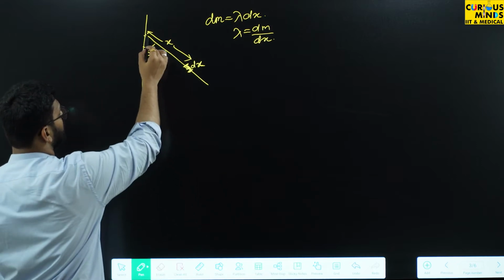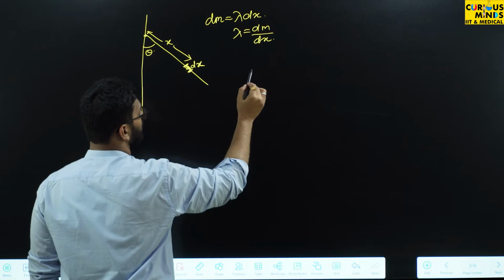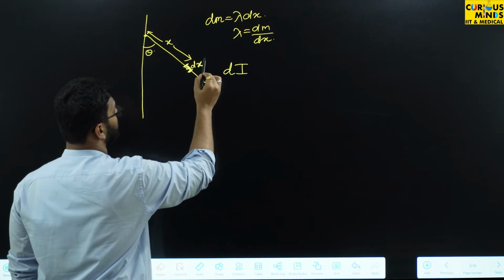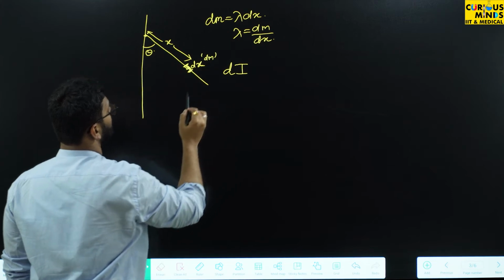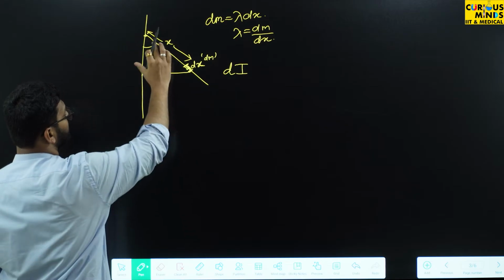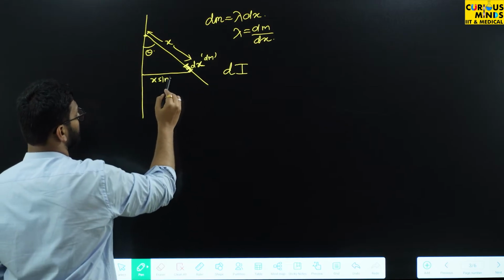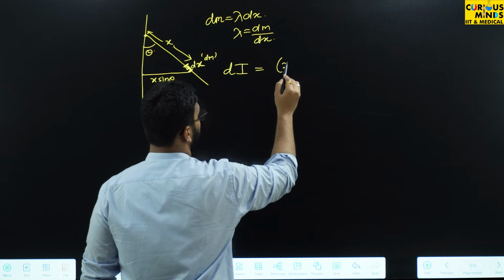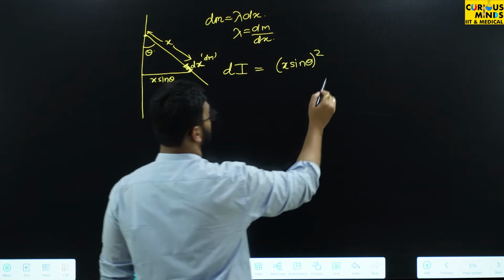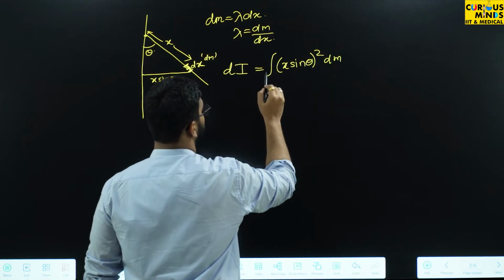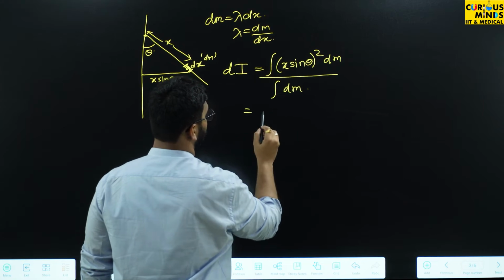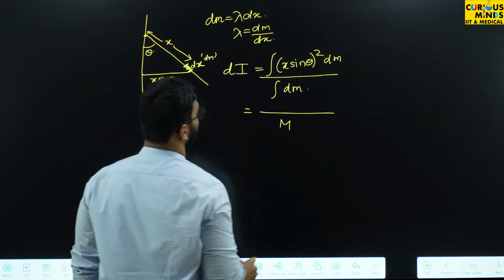Now if we use the moment of inertia formula, for the small mass dm, we have the moment of inertia as this distance square. This distance is x sine theta. So this distance square, that is x sine theta whole square, into dm, and we have an integral, divided by the integral over dm. So the integral over dm is simply the mass, capital M.